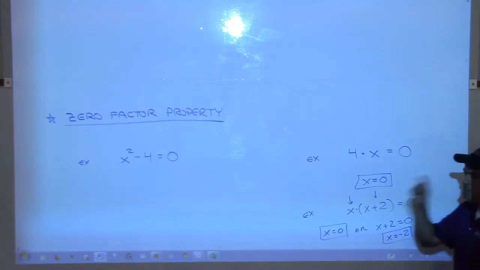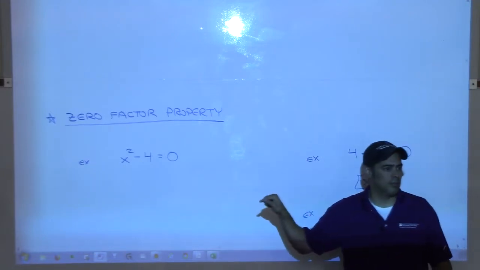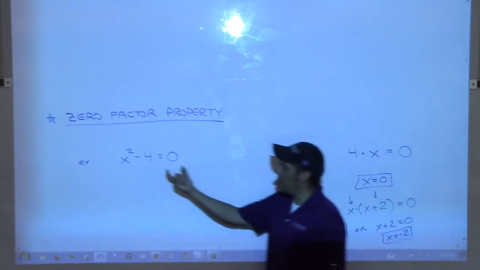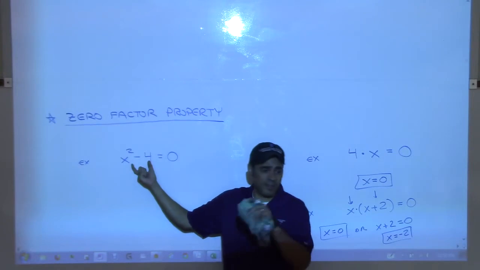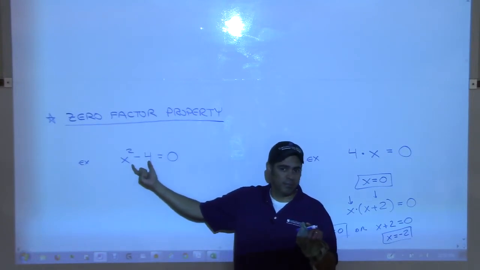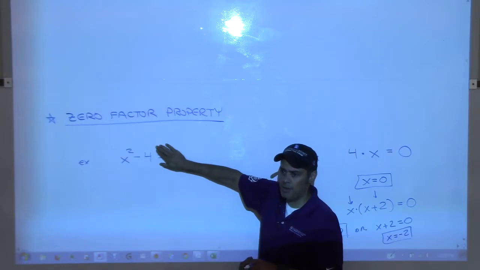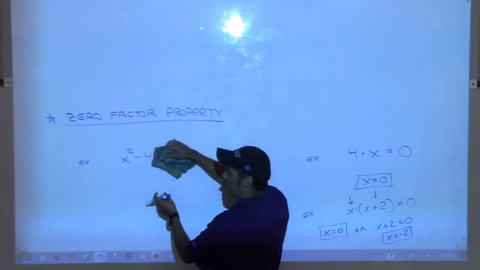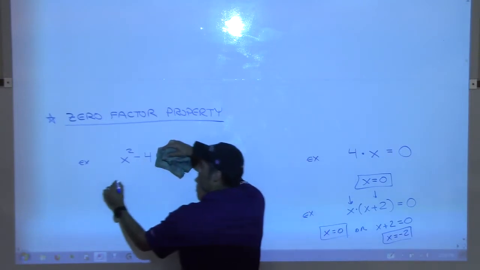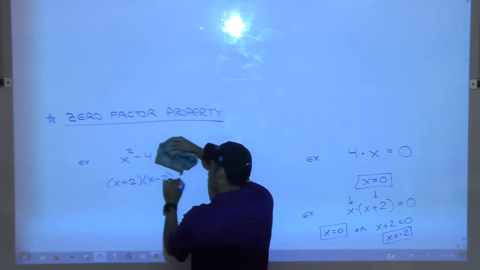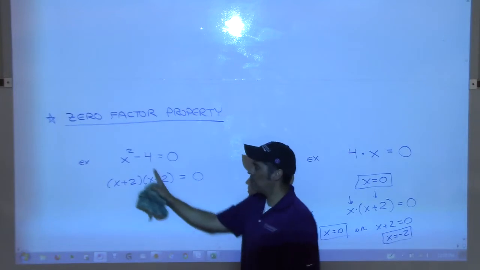Do we have something times something equals 0? No. We do not. We have something minus something equals 0, right? But can you take this and turn this into something times something? Yes, because this is by itself a difference of squares, right? So we recognize that as two terms. We know that this factors to be x plus 2, x minus 2. We just did that a little while ago.